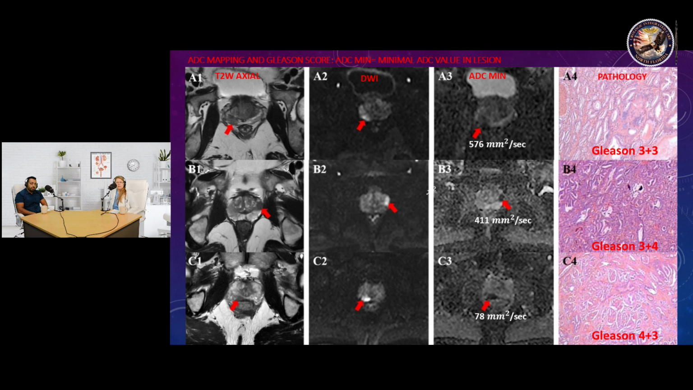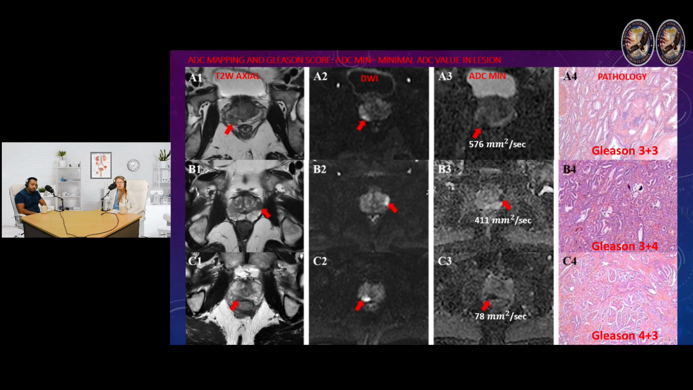In this particular example, in the very first row, you can see the T2 weighted image, the axial, and you can see a tumor in the right peripheral zone. Very clearly, you can see that. In the diffusion weighted image, you can see that it lights up. But in the ADC mapping, you can see this value, and I'm sorry, that's a typo, it should be micrometer square per second, is 576. And this tumor corresponded to a Gleason 3+3 in pathology.